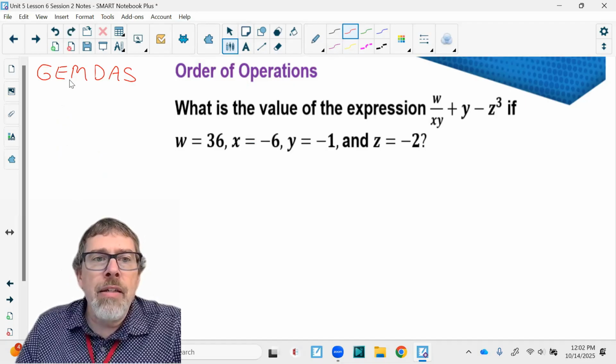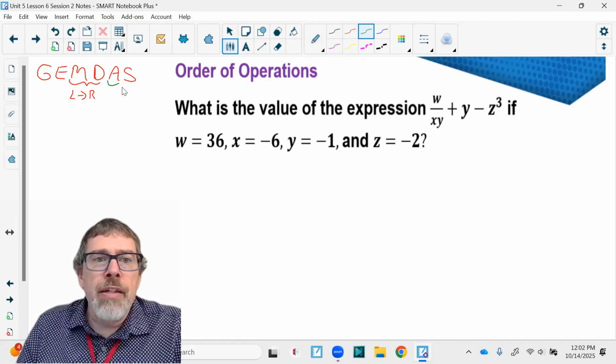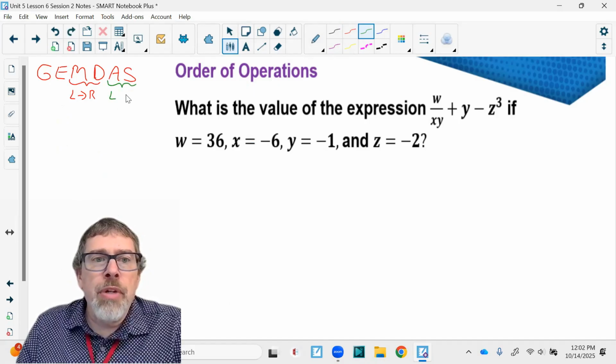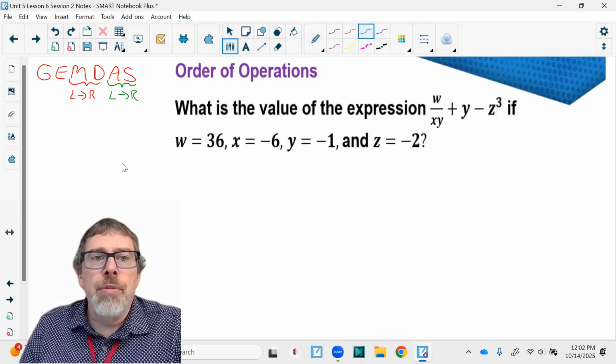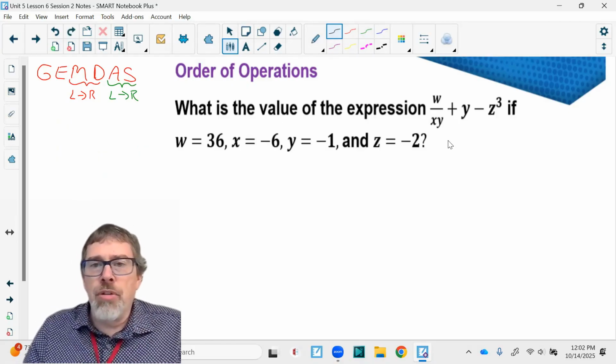And I'm going to add to this: whenever we're down to just multiply and divide, you do left to right. The same goes with adding and subtracting. If we're just adding and subtracting, you do left to right. Okay, so with that being said, this is actually a substitution problem.